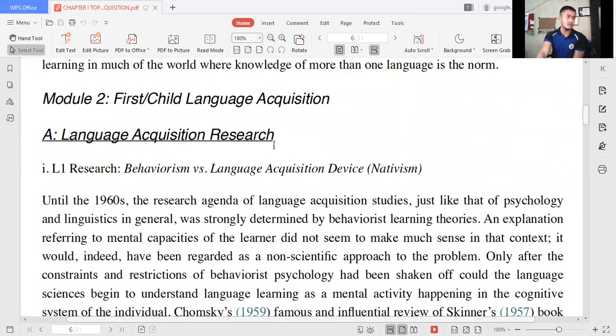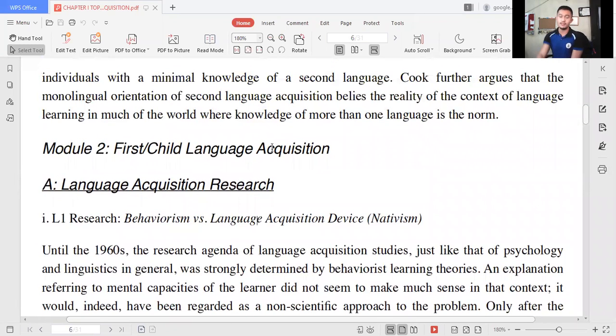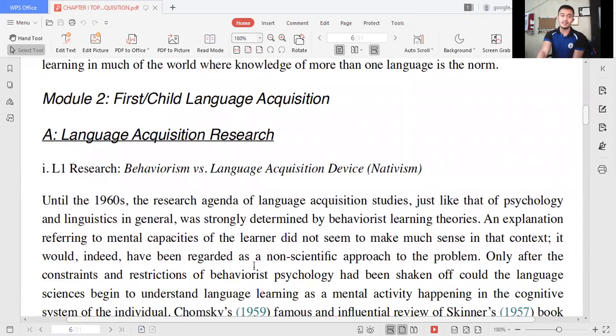The content of this module is about behaviorism versus the language acquisition device of nativism. Until the 1960s, the research agenda of language acquisition studies, just like that of psychology and linguistics in general, was strongly determined by the behaviorist learning theories. There are many learning theories, or cognitive theories, about how a child thinks, how the child develops or acquires language, and understands or applies language on a day-to-day basis.